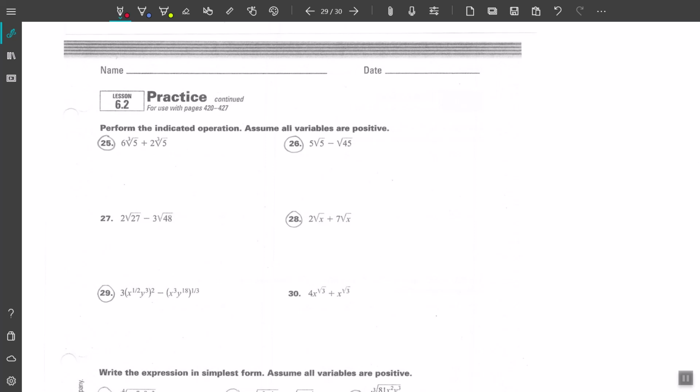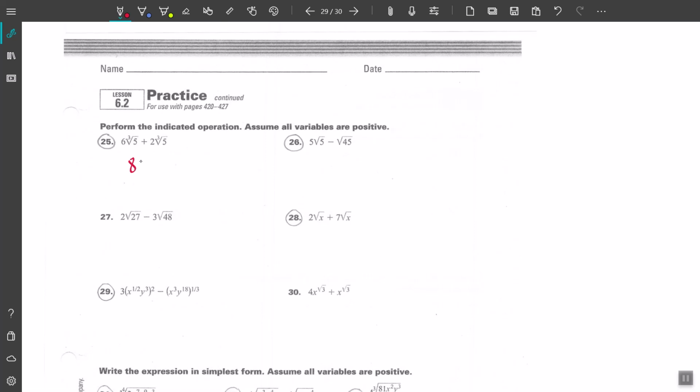On number 25, the way that literally reads is that we have 6 cube roots of 5 plus another 2 cube roots of 5. It's almost like if you replace the cube root of 5 with the variable x, then it would say 6x plus 2x, and you would know that would be 8x. It's the same idea. So we have 6 cube roots of 5, we're adding 2 to that, and so we end up with 8 cube roots of 5. That's the final answer.